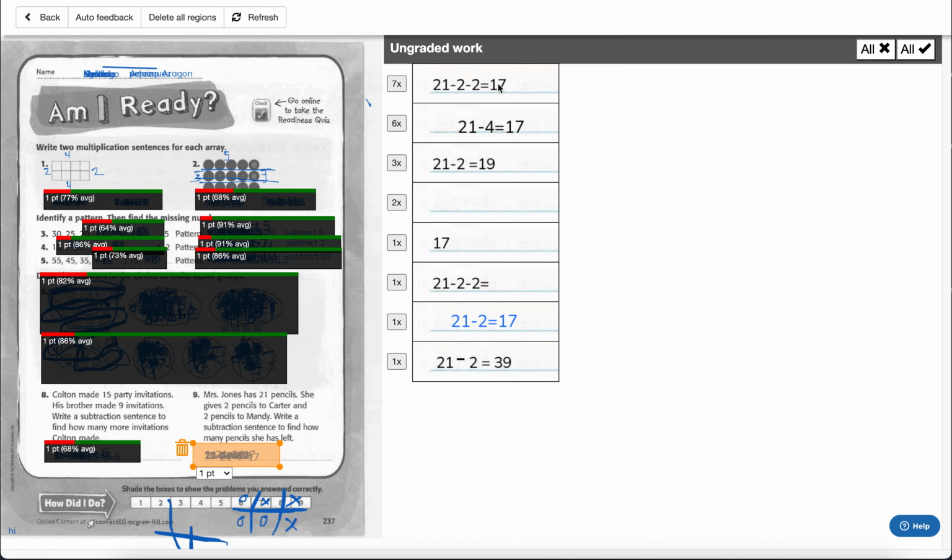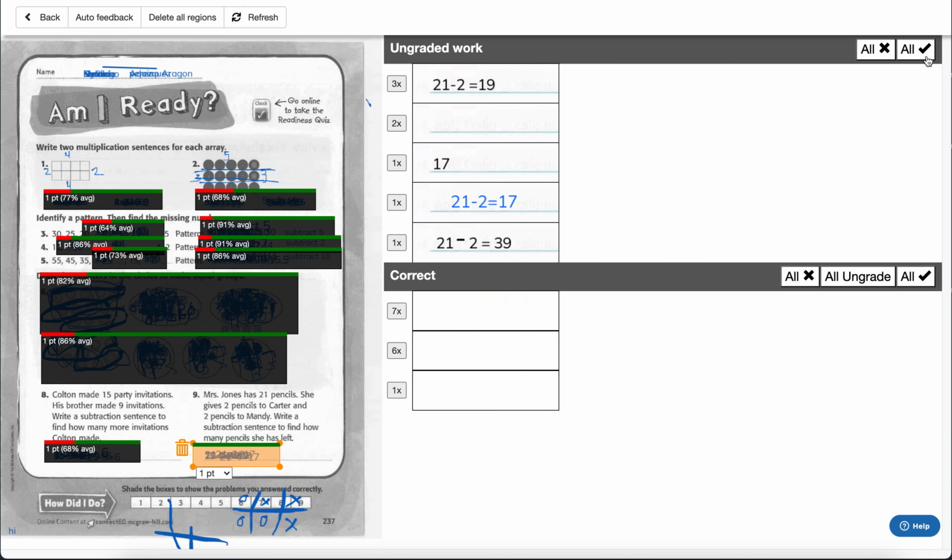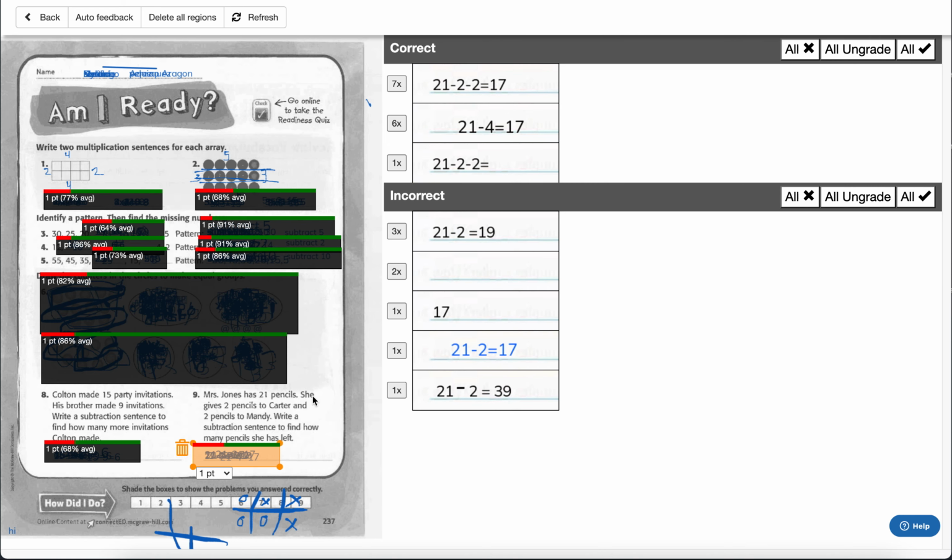Again, we want to have a subtraction sentence. 21 minus 2 pencils minus 2 pencils. This is correct. This is correct as well. This is correct. Everything else, either the wrong number sentence or the wrong answer. So I'm going to mark that as incorrect.